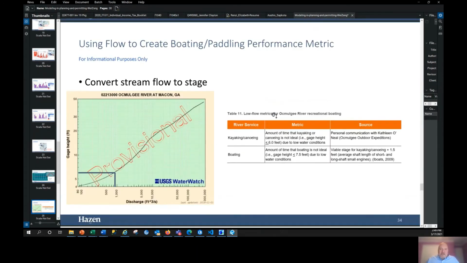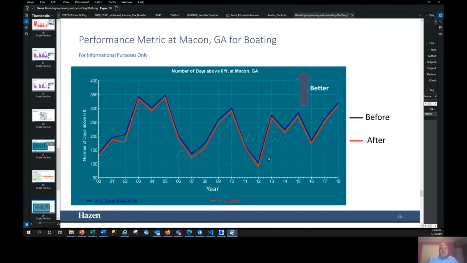How about kayaking? If we adopt the USGS stage flow rating curve for the Macon gauge, we can convert the minimum boating depths of 6 feet to a minimum flow of about 930 CFS, as shown here. Then we can run BEAM and determine the number of days each year with and without the new demand that gauge flow is under 930 CFS. This shows that there's an impact in most years, often on the order of reduction of about 10 days per year.